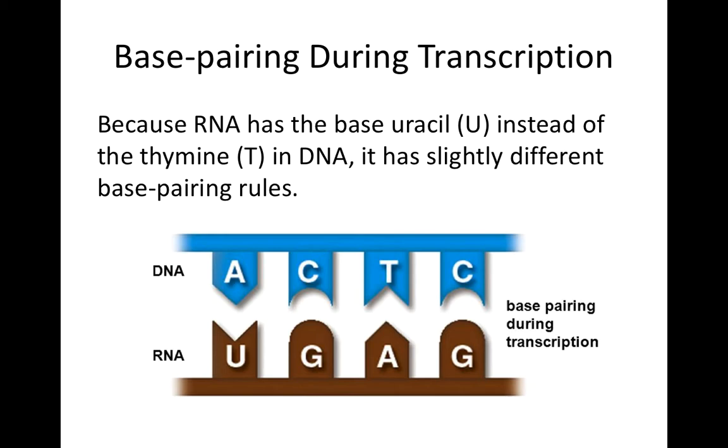And like I mentioned before, RNA has U instead of T, so we still have more or less the same base pair rules except for one difference. If you have A in DNA, it's going to be U in RNA. Everything else is going to be exactly the same. C still goes with G, T in DNA still goes with A in RNA, and C goes with G. This is the only one that's different. A in DNA goes with U in RNA.